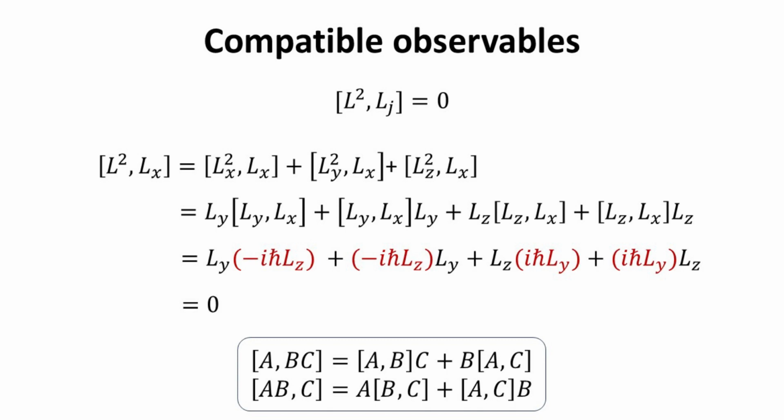Using the cyclic commutator relation between angular momentum components, we indeed arrive at the result that the commutator of L squared with Lx is 0. In other words, L squared commutes with Lx. Since L squared is spherically symmetric and the angular momentum components respect cyclic symmetry, one can show the general result that L squared commutes with any of the angular momentum components.